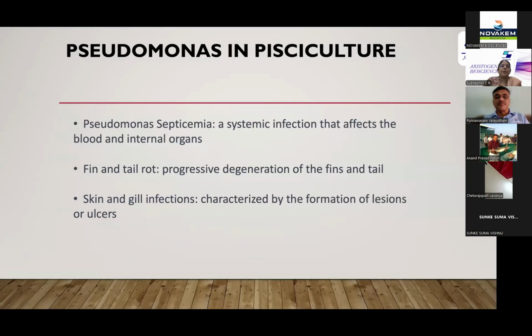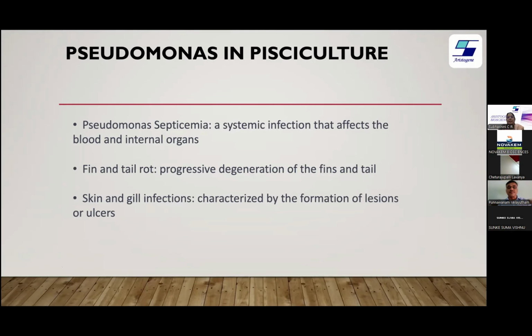The next important notorious pathogen is Pseudomonas. In India, we have isolated a lot of Pseudomonas fluorescens. It has symptoms very similar to Aeromonas. First is septicemia, which affects the blood and internal organs. Again, this also causes fin and tail rot, so there is a degeneration of the fins and the tails of the animal. This also causes skin and gill infection, very similar to the ulcers we observed in Aeromonas. So the symptoms are more or less similar between Aeromonas and Pseudomonas.